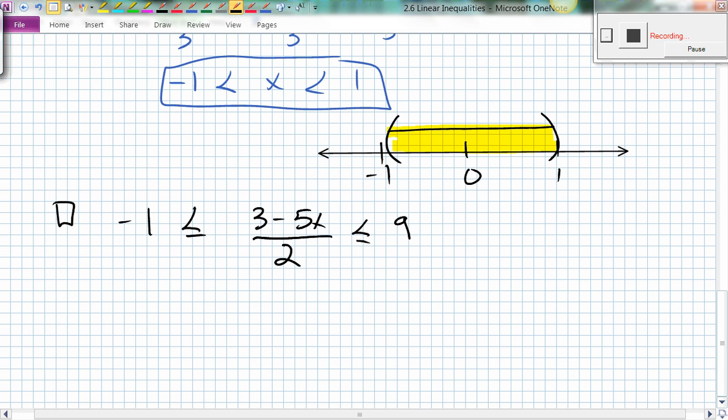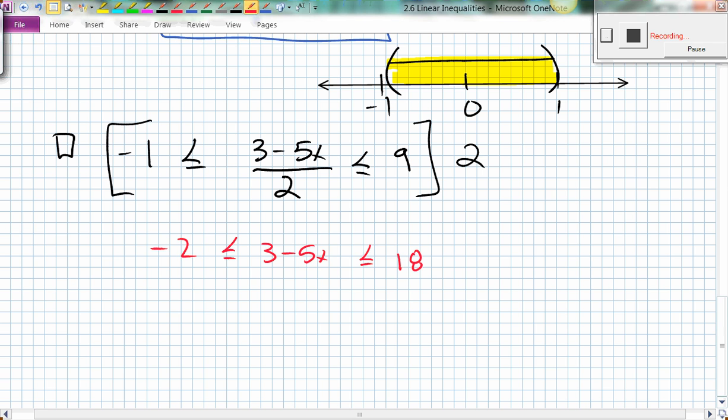Okay, this one, we have a fraction in the middle, but all the rules still apply. So, what should we do? Who's got a good idea to get rid of that fraction? Let's multiply everything by 2. That tells me that 18 is less than or equal to 3 minus 5x, less than or equal to negative 2. I'm multiplying everything by 2.